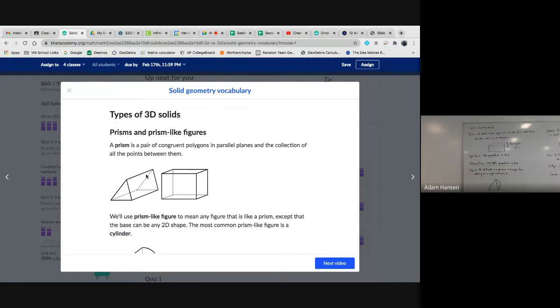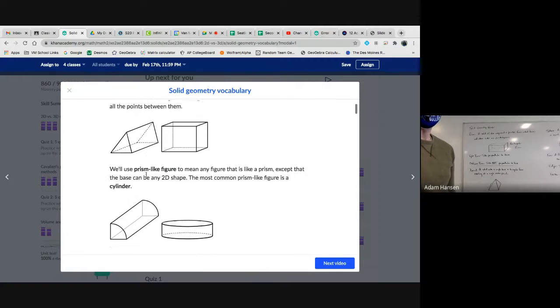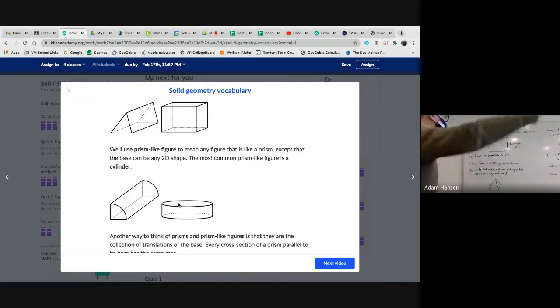Prisms are named for their bases. You could have triangular prisms. You could have rectangular prisms. You could have prisms where the bases are hexagons and have 6 sides. How about this shape up on the screen? Let's get your eyes up here. What are the shapes of the bases in this type of prism here?